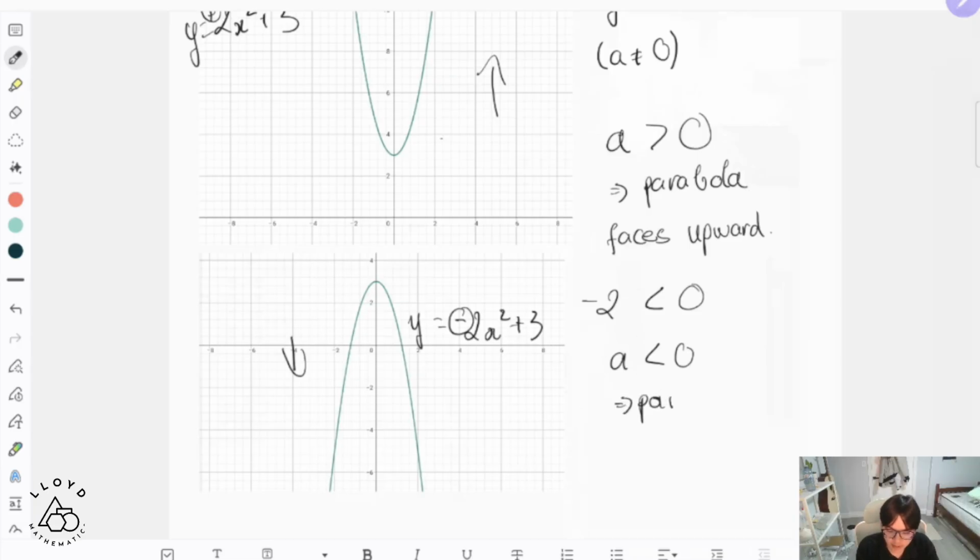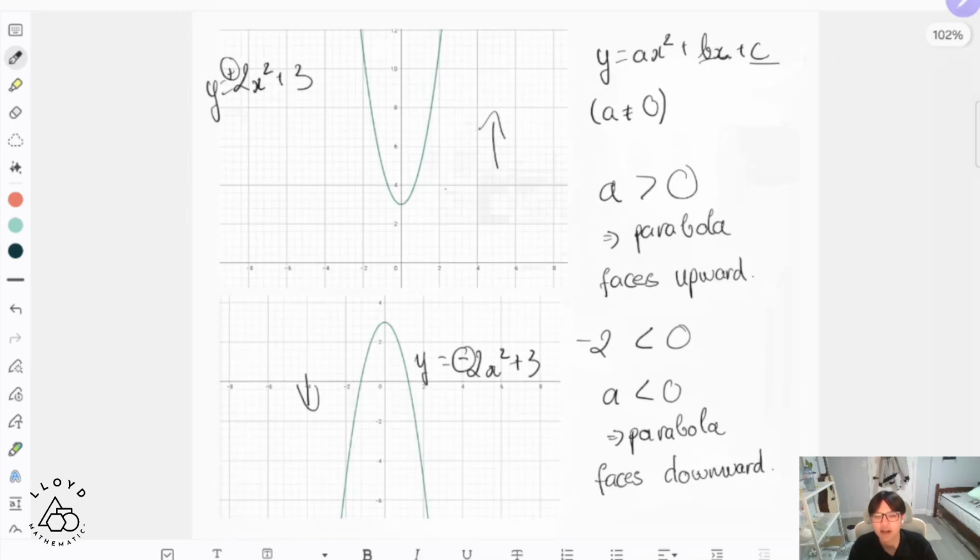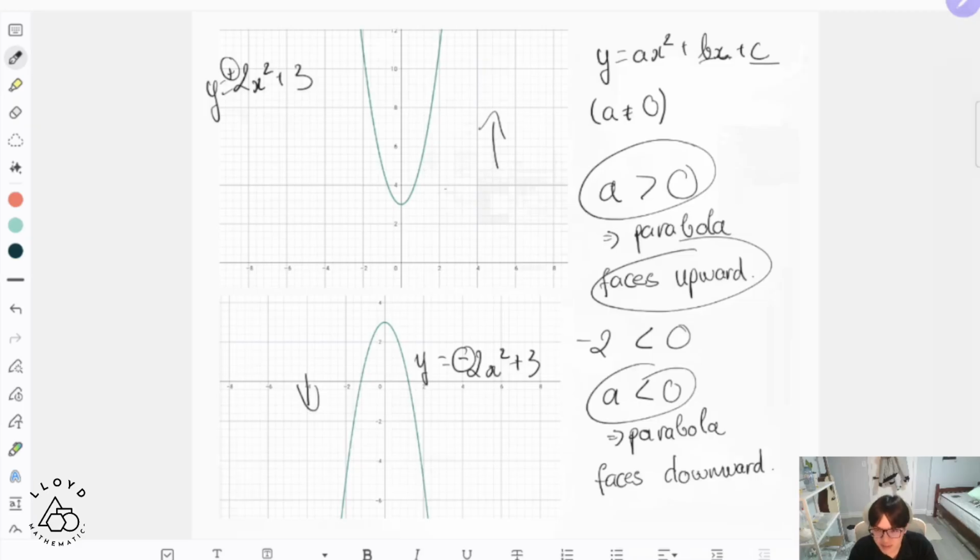So the parabola faces downward. Just remember it quickly like this: if a is higher than 0, it will face upward, and if a is smaller than 0, it will face downward. If it's negative, it will face downward, right?